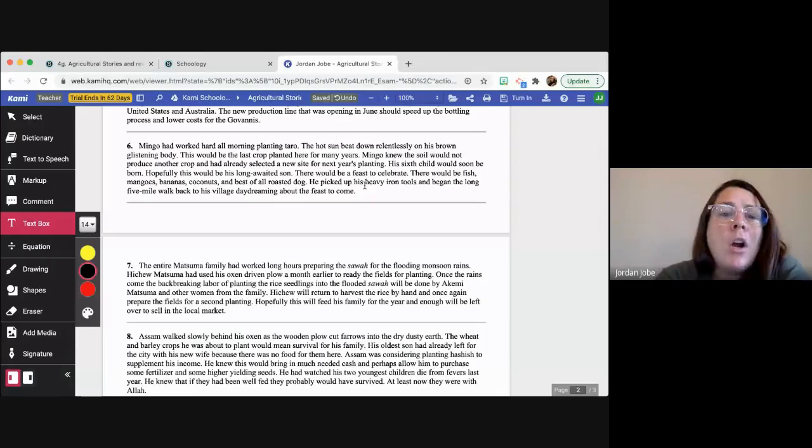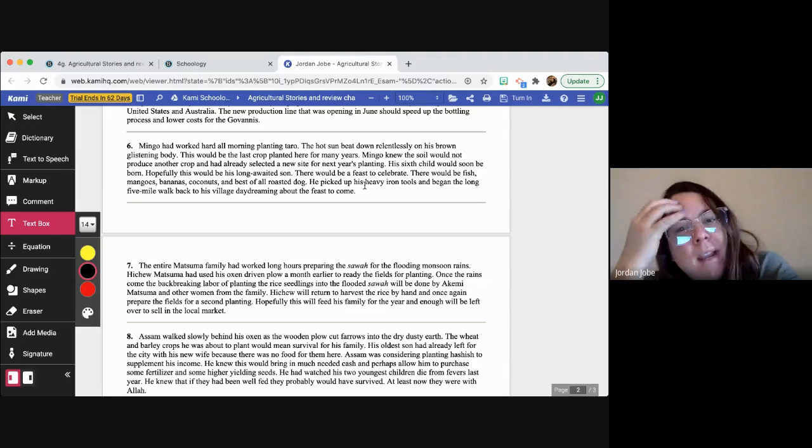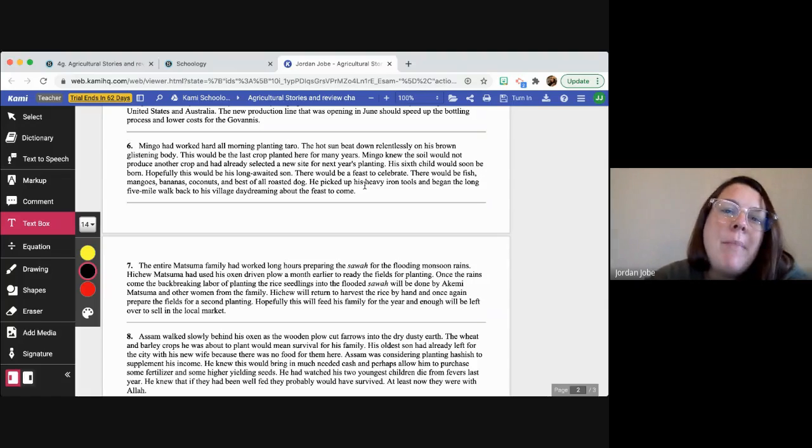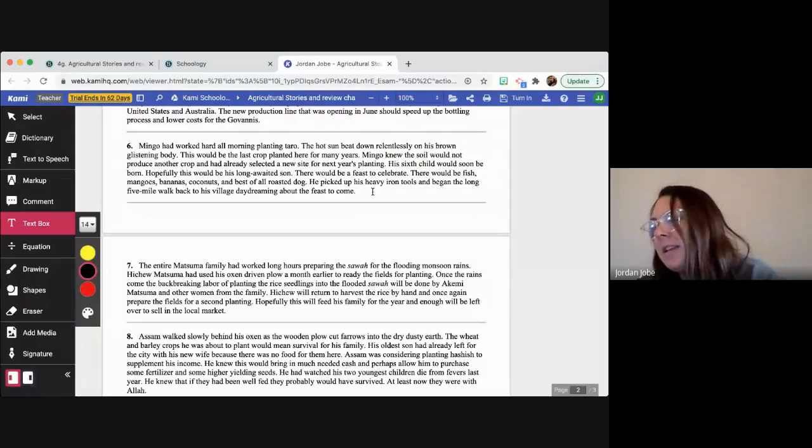Okay. Mingo had worked hard all morning planting taro. The hot sun beat down relentlessly on his brown glistening body. Wow, that was graphic. This would be the last crop planted here for many years. Mingo knew the soil would not produce another crop and had already selected a new site for next year's planting. His 6th child would soon be born. Hopefully, this would be his long-awaited son. There would be a feast to celebrate. There would be fish, mangoes, bananas, coconut, and best of all, roasted dog. He picked up his heavy iron tools and began the long 5-mile walk back to his village, daydreaming of the feast to come.